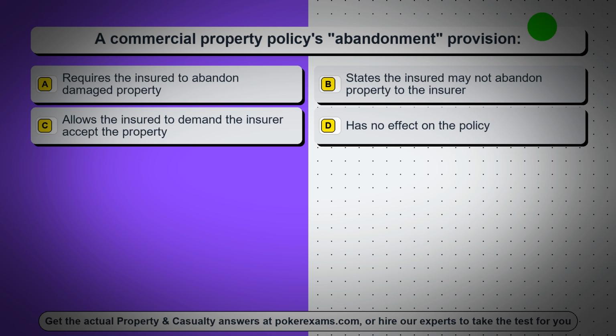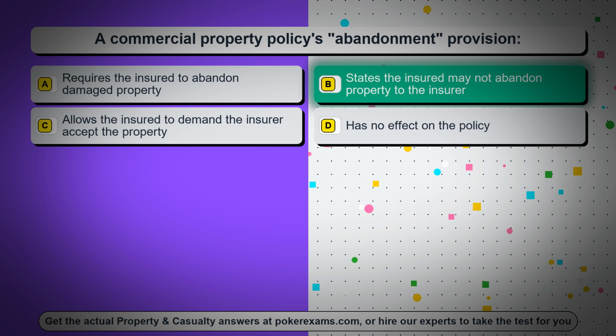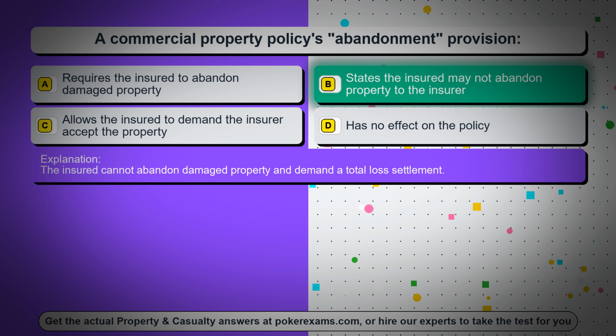Question 72. A commercial property policy's abandonment provision. Option A requires the insured to abandon damaged property. Option B states the insured may not abandon property to the insurer. Option C allows the insured to demand the insurer accept the property. Option D has no effect on the policy. The correct answer is option B, states the insured may not abandon property to the insurer. The insured cannot abandon damaged property and demand a total loss settlement.